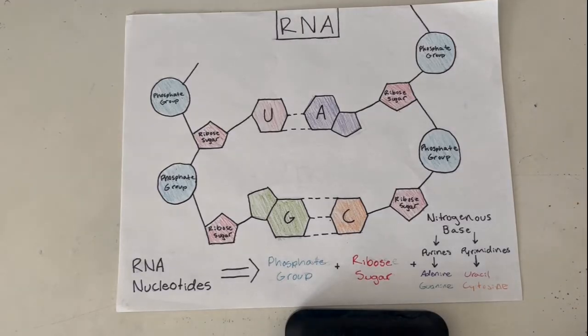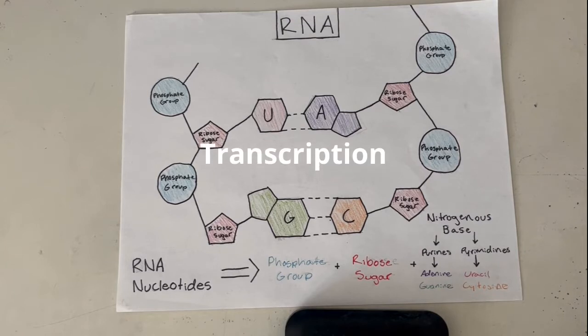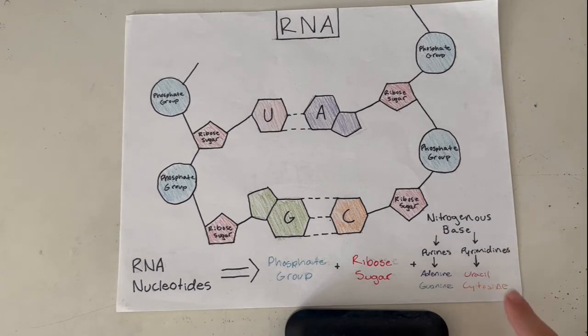The second step of the central dogma is transcription, which marks the passing of genetic information from DNA to RNA. In this process, a gene's DNA sequence is copied to make RNA. RNA is very similar to DNA, however, it has a ribose sugar rather than deoxyribose, which has an additional oxygen present, and contains uracil rather than thymine. There's also a phosphate group and nitrogenous bases.